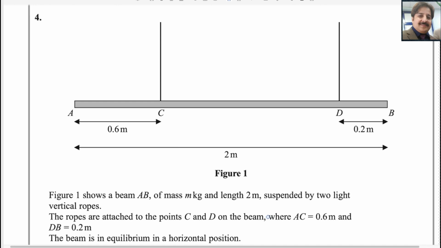In this video, I'm going to explain question number 4 from the Pearson Edexcel A-Level exam for Mechanics 1. This exam is taken in the May-June session, year 2023. The paper reference code is WME01/01.